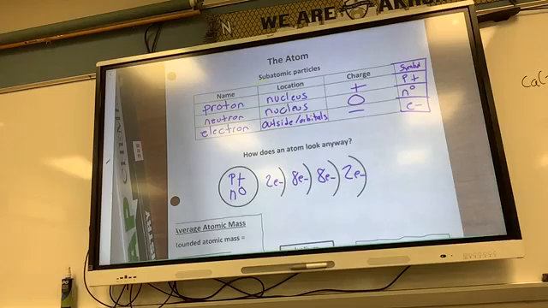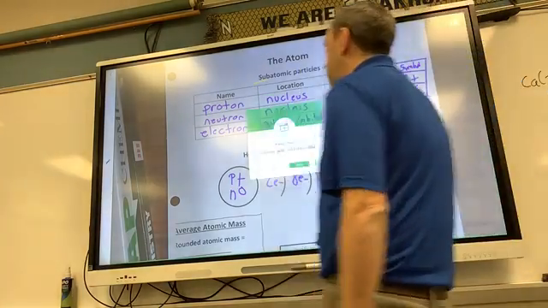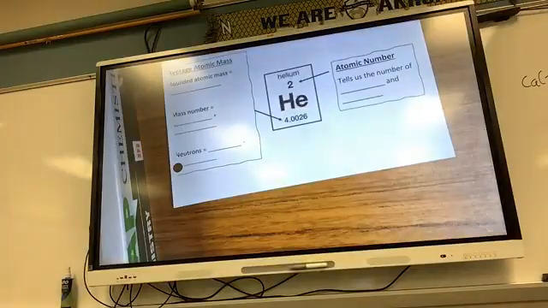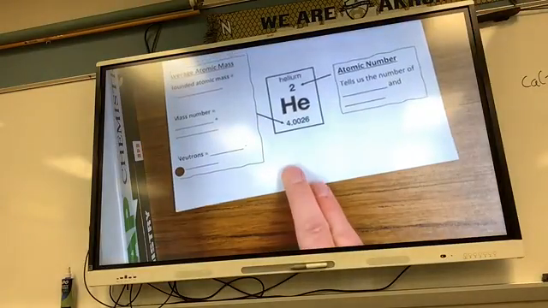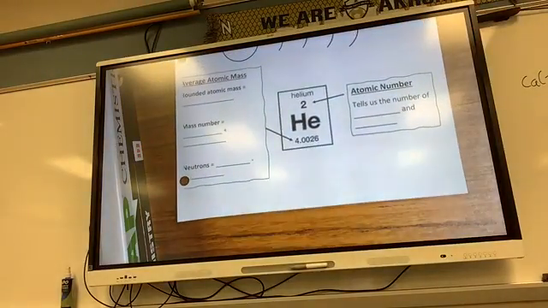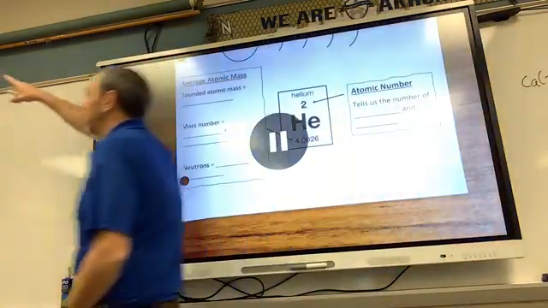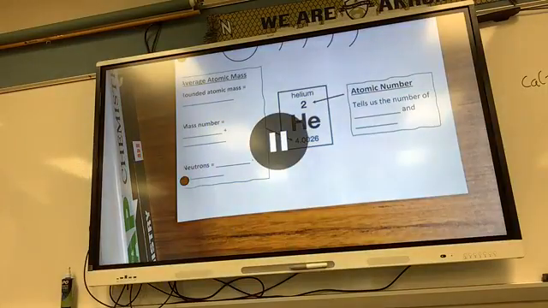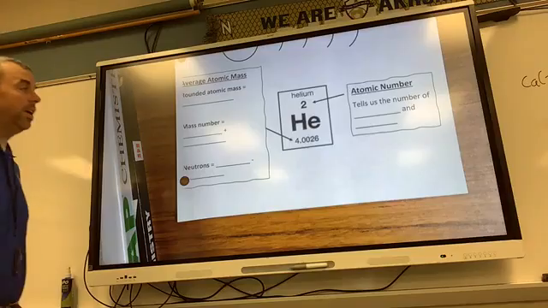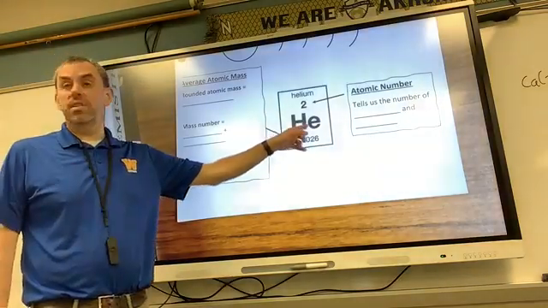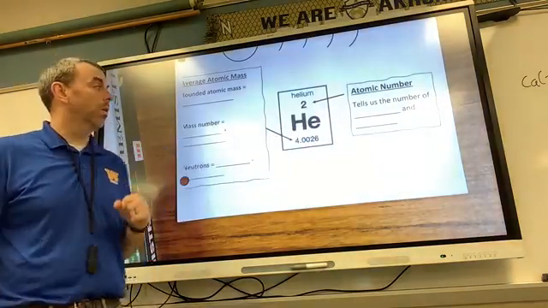Let's move up. All right. So down here, this is what helium looks like on the periodic table. Up here, you will see helium, right up here in the top right. Number 2, He. He is helium's what? Symbol. Symbol. All right?